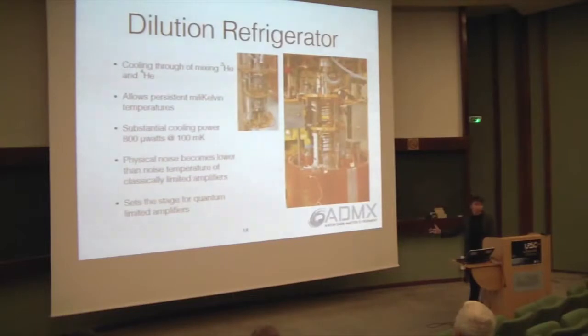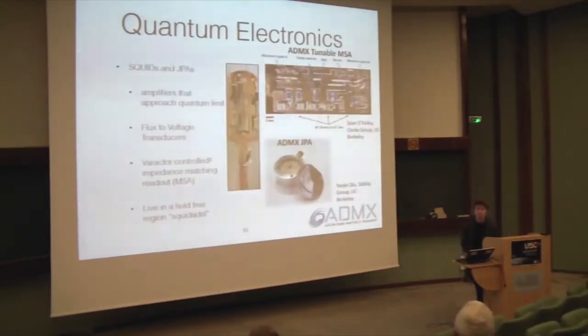With this dilution refrigerator, we are cooling cold enough that there's an advantage to having quantum amplifiers. We do that using both SQUIDs and JPAs, depending on the frequency range. These are superconducting quantum interference devices and Josephson parametric amplifiers. They have noise temperatures that approach the quantum limit. They're flux to voltage transducers.